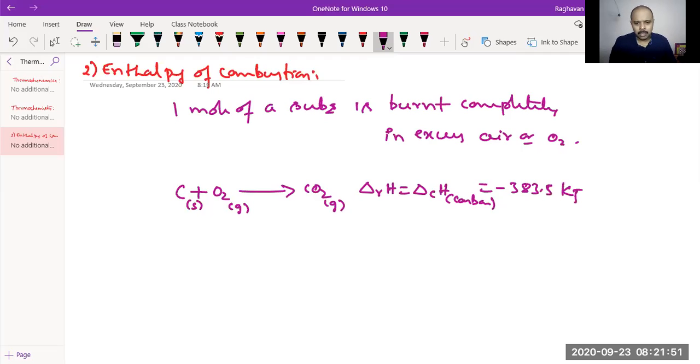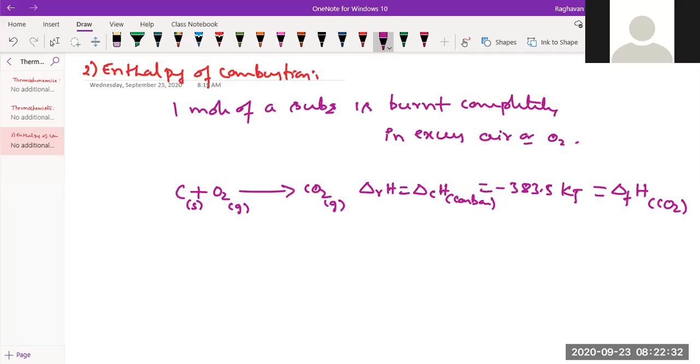Okay. Now, you people have to tell me, can this value, minus 383.5 kilojoules, be called by some other enthalpy change also? Enthalpy of formation of carbon dioxide. Very good. Because this equation also is according to the definition of enthalpy of formation. So 1 mole of carbon dioxide is formed from its elements. So this value can be even the enthalpy of formation of carbon dioxide.